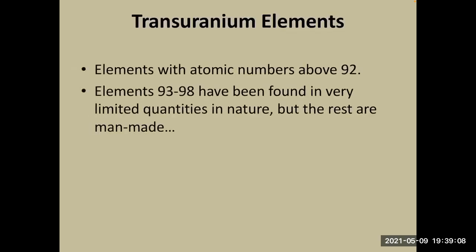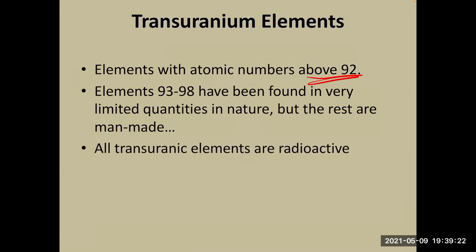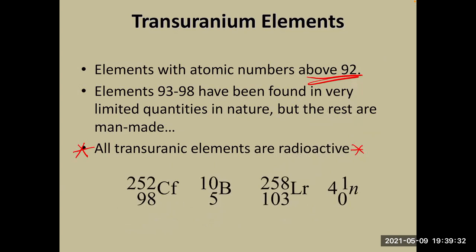All right, transuranium elements. These are elements that are above 92. If you notice, 92 is uranium, so these are after uranium. They have been found in very limited quantities in nature, but the rest are man-made. All transuranic elements are radioactive. Everything past uranium is radioactive. So these are just showing you some of those elements that are considered radioactive, and the different types of radiation that they may go through.